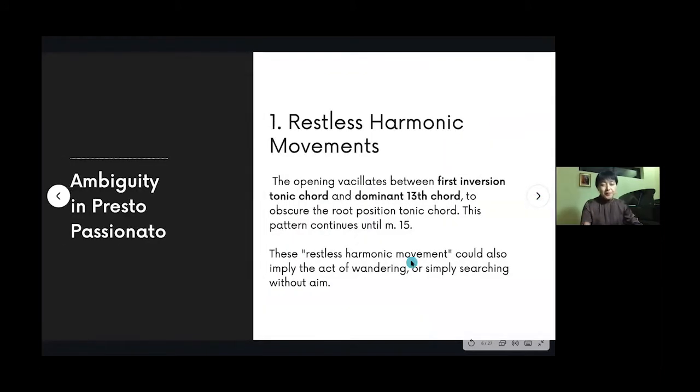Now, we go back to the piece, ambiguity in Presto Passionato. First of all, this restless harmonic movement. In the very beginning, we know it's Presto Passionato, so it has to go fast, it has to just go. In the very beginning, we see this first inversion chord. It doesn't start with a tonic chord. In the other movements, it always starts with the root position, so the tonic was so clear, but not with this one.